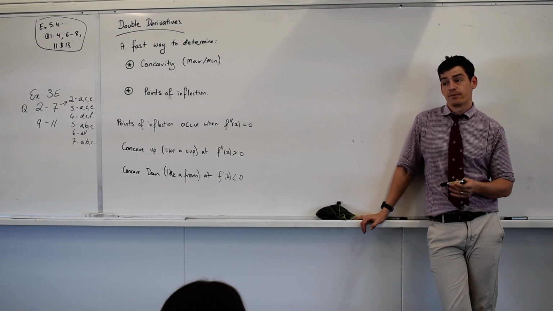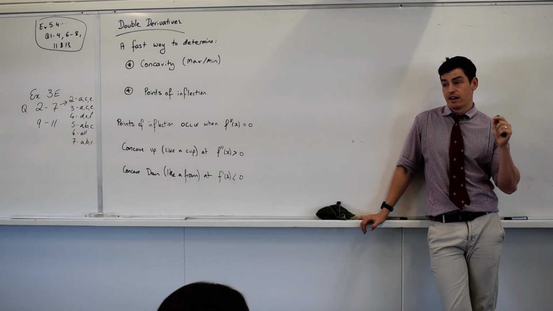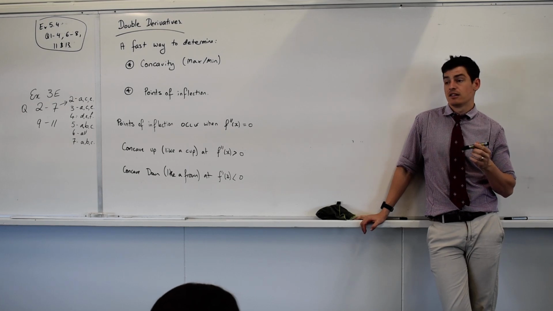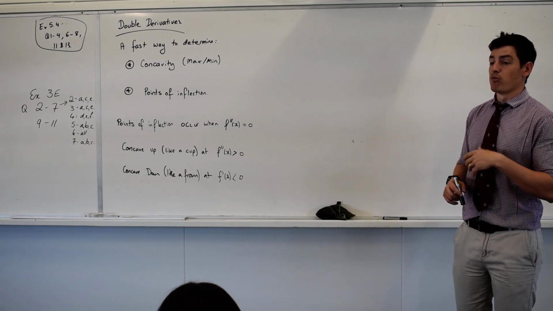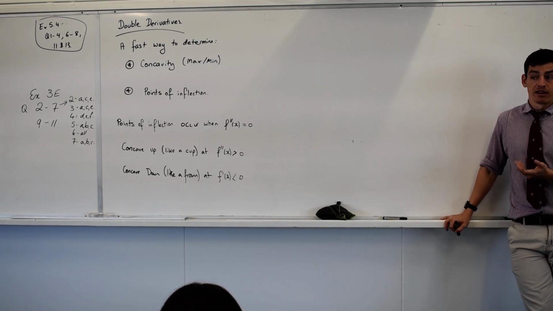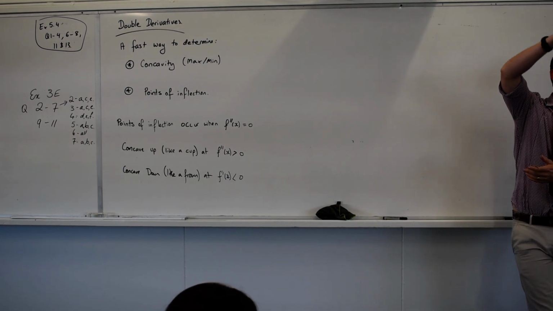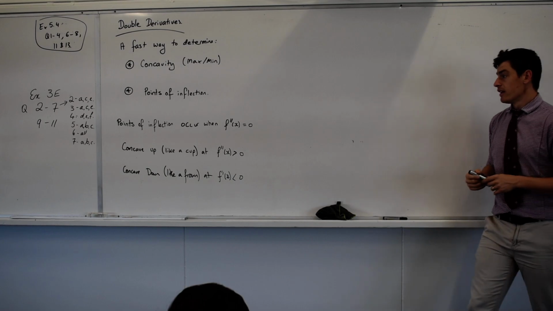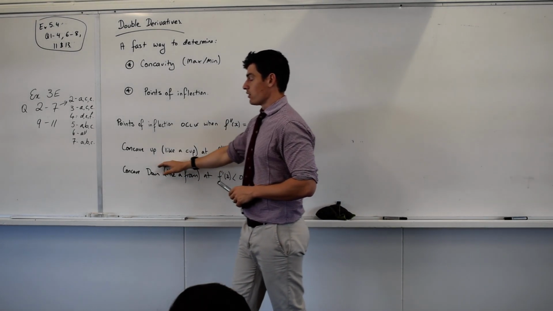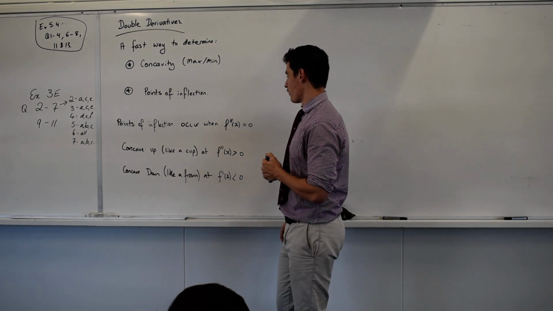Does that make sense? Concave down means it's a maximum because the velocity is becoming more negative. The velocity is becoming more negative, which means that it's only going to go down. Cool? It's concave down. If it's got a positive double derivative, it's concave up. I like to remember concave up like a cup, concave down like a frown.